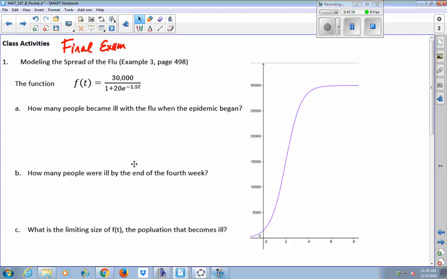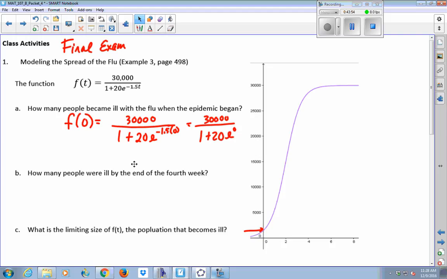0. Here's your graph, and on your final, you'll have a graph with grids, and you'll be able to read most of your answers right off the graph. But if I had a better picture for you, it would be that value right there, my y-intercept. I can find my y-intercept because to find it, t is 0. So 30,000 divided by 1 plus 20 e to the negative 1.5 times 0. And what's e to the 0? Anything to the 0 power except the number 0 itself is 1. And we get 30,000 divided by 1 plus 20 times 1, which is 30,000 divided by 21.